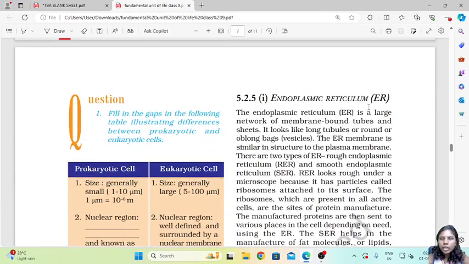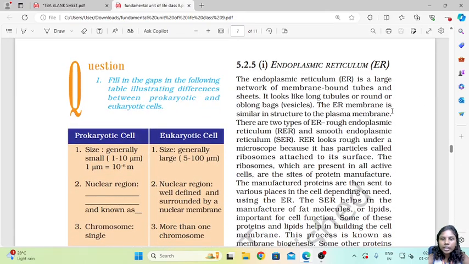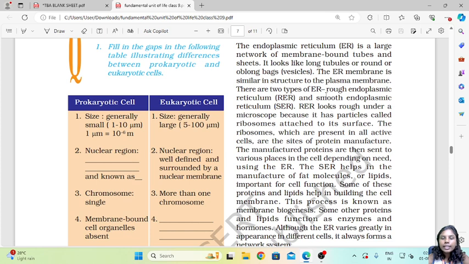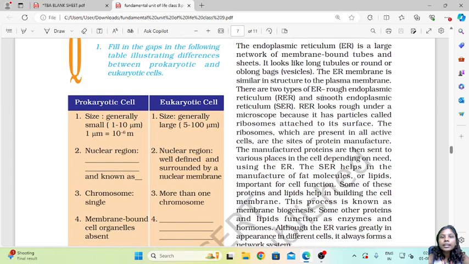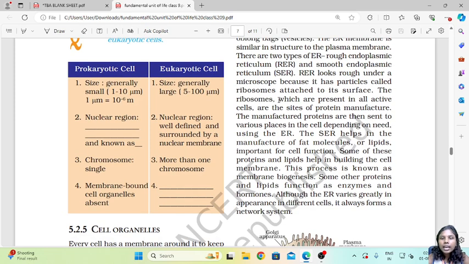Talking about the endoplasmic reticulum, we said that it is a large network of membrane bound tubes and sheets. Further, we said that the endoplasmic reticulum is divided into RER and SER, that is rough endoplasmic reticulum and smooth endoplasmic reticulum. In rough endoplasmic reticulum, we said that it appears rough due to the particles attached to its surface. These are ribosomes, which are present in all the active cells and help in the manufacturing of proteins.